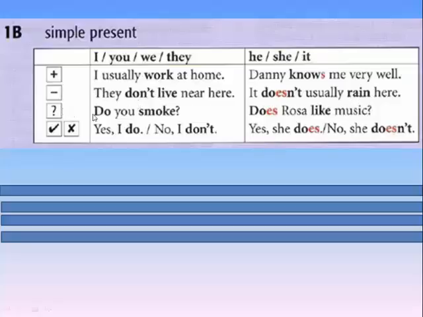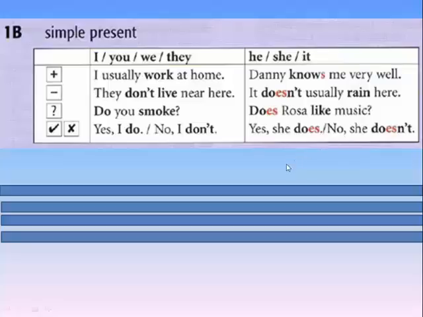For questions, we need an auxiliary, do or does. Do for I, you, we, they. Does for he, she, and it. The minimum short answer for yes, when it's I, you, we, or they, is yes, I do. For no, no, I don't. The minimum answer for he, she, it is yes, she does, or no, she doesn't.